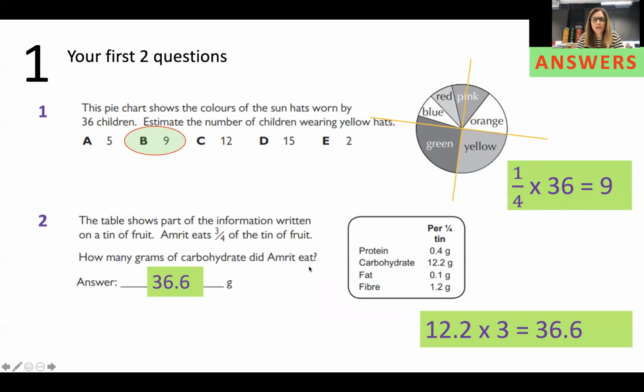Question 2. We have some nutritional information here. And this information relates to 1/4 of a tin of fruit. Amrit eats 3/4, so she eats 3 times as much as the information that's provided for 1/4. So if we're looking at carbohydrate, we've got 12.2. We need to multiply it by 3 to give us 36.6 grams of carbohydrate.